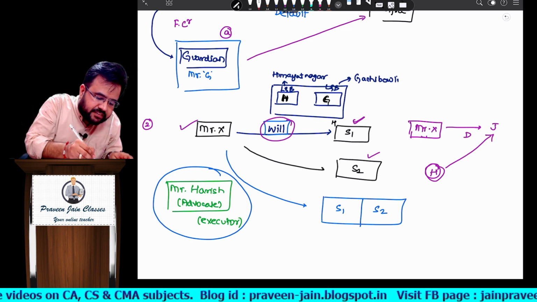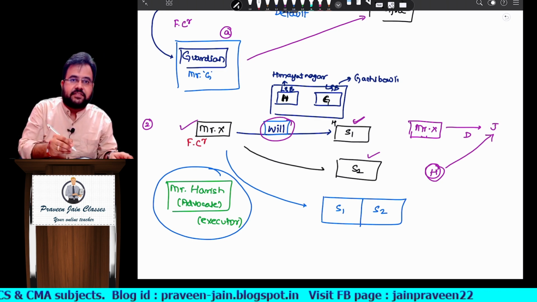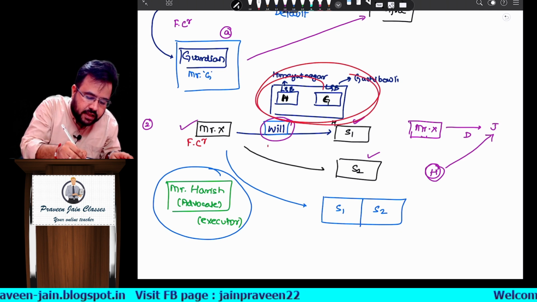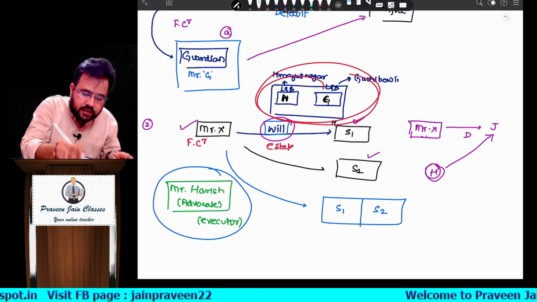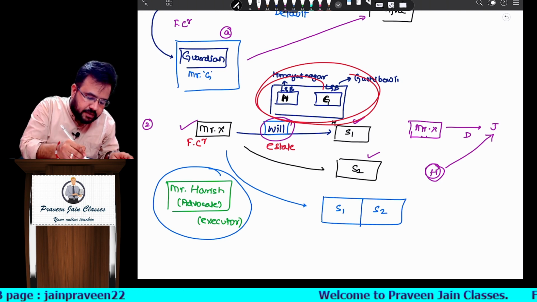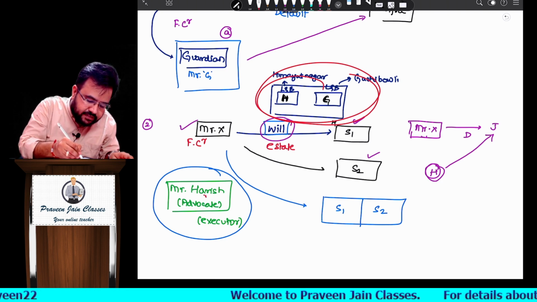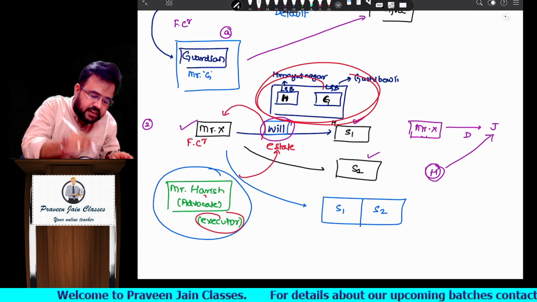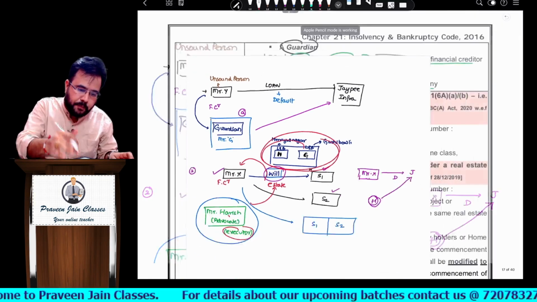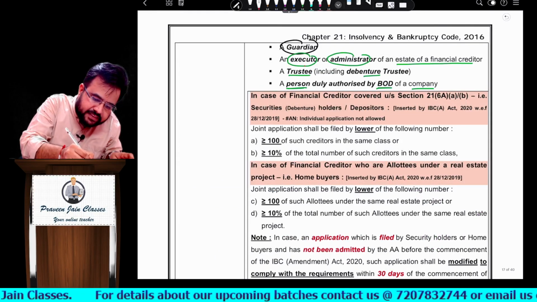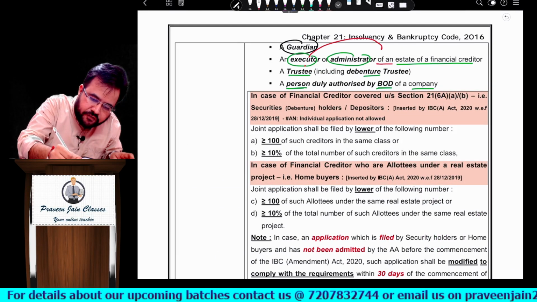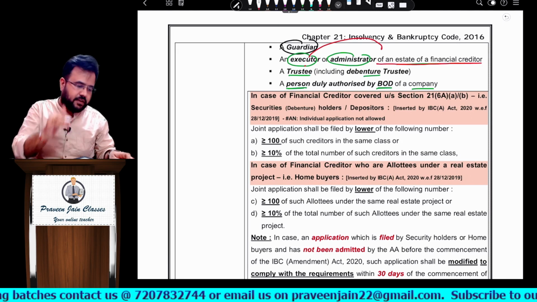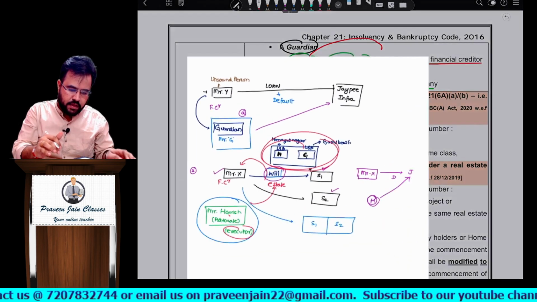Because today the financial creditor is who, sir? Mr. X. Sir, whatever this property, money, etc., we call this the estate. So can I say Mr. Harish today is an executor of the estate of the financial creditor? Okay. So try to match these words. Look, an executor of the estate of the financial creditor. So can he file an application? Answer is yes. Similarly, sir.